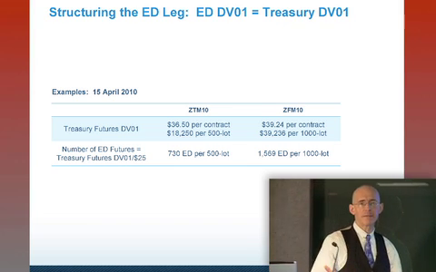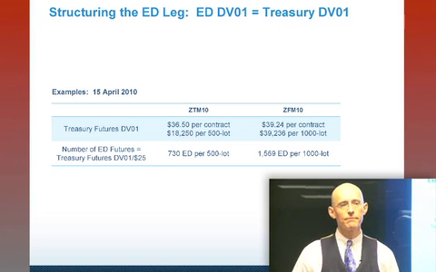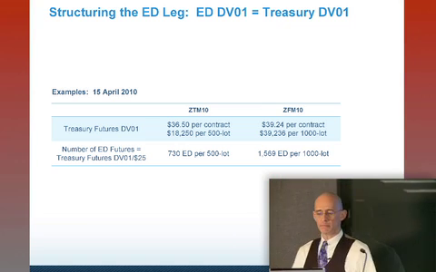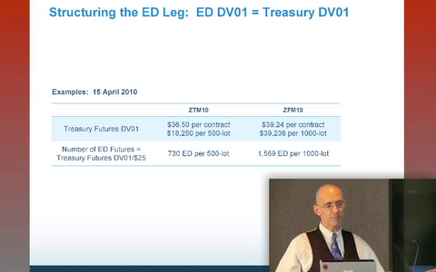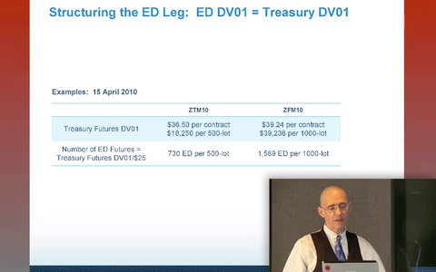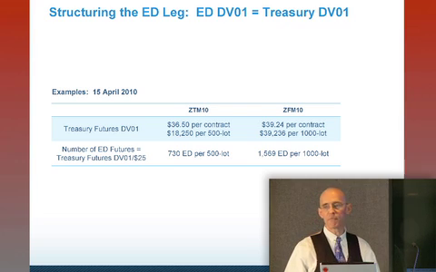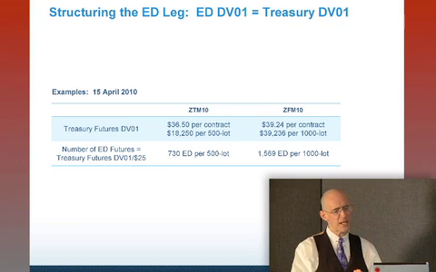Once you've picked the euro-dollar contract or the euro-dollar pack or the bundle that you're going to use to implement the trade, the rest of this is simple. Remember the rule. Just make sure that the DV01s are the same on both legs. Here's an example from the close, 15th of April. For the June 2-year future, the futures DV01 was $36.50 per contract. For 100 million notional, a 500 lot, it's $18,250.